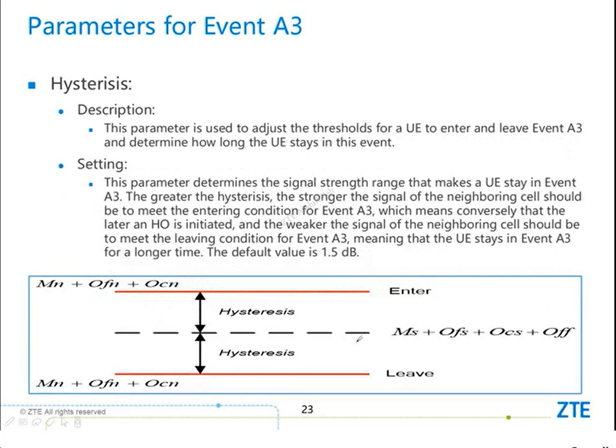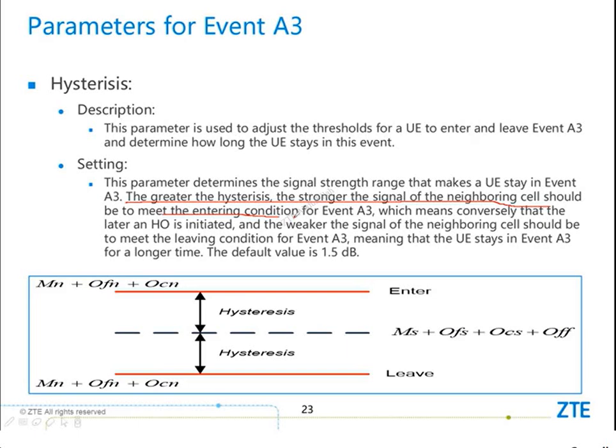Okay, this is the hysteresis. This hysteresis is used to control the neighbor cells. If this value is set too big, for example, the greater the hysteresis, the stronger the signal of the neighboring cell must be to meet the entry condition. That means if this parameter is set too big, it is very hard for the neighbor cell to become greater than the threshold, so the handover is very hard to trigger.